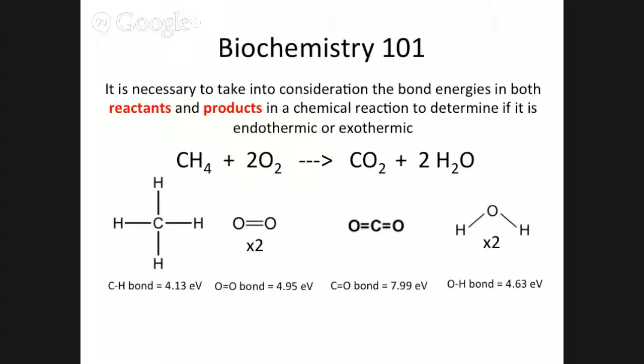We already talked about the carbon-hydrogen bond. There's the oxygen-oxygen double bond, 4.95 eV. There's the carbon-oxygen double bond, 7.99. Notice there's two of them in here. And here's oxygen-hydrogen. Again, you just look these numbers up.